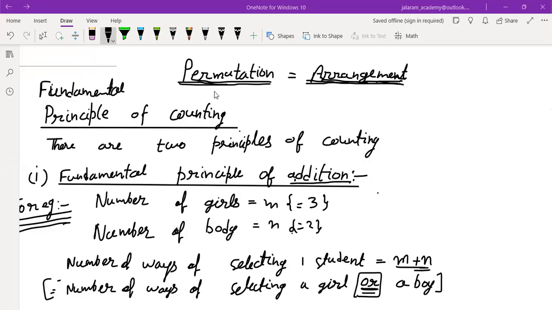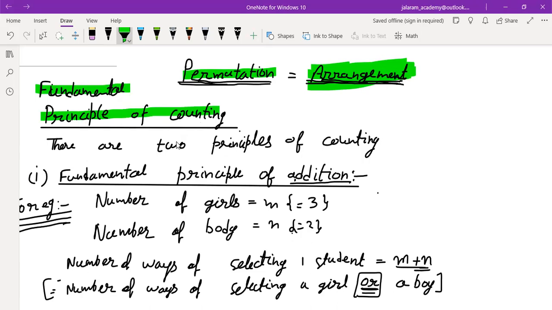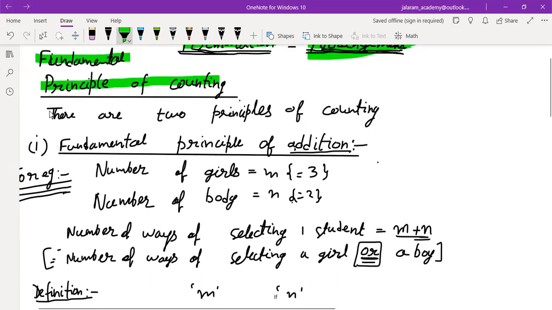Before we start studying the permutation, let's first revise the previous day's work. Permutation means arrangement, and before we study permutation or arrangement, we should first learn the fundamental principle of counting. In it, we have studied that there are two principles of counting.